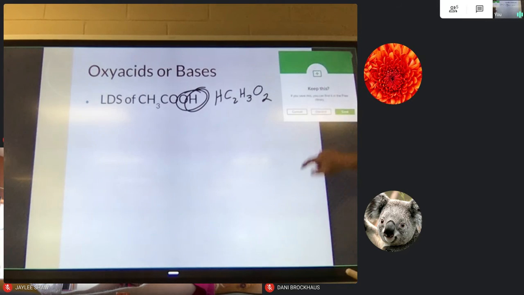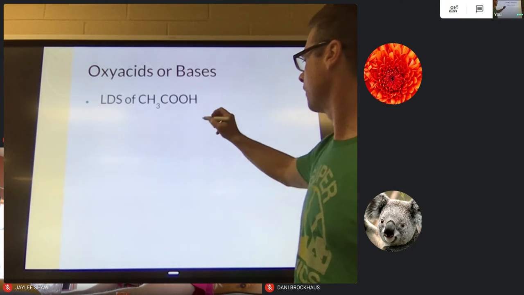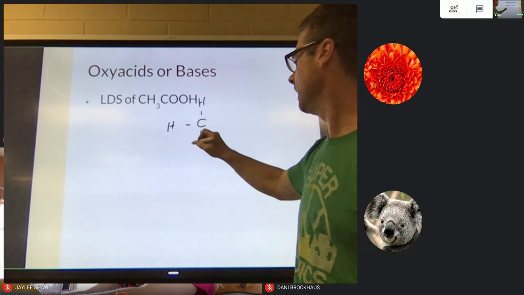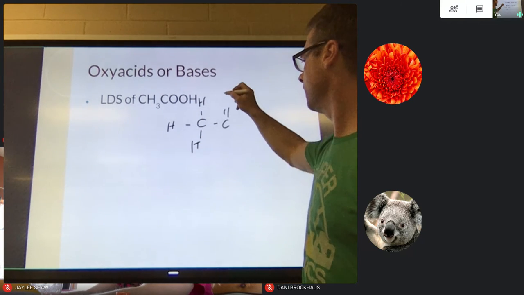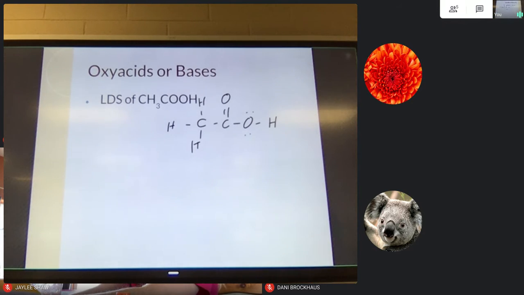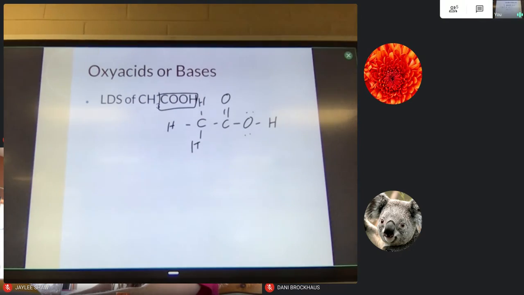So when we look at the Lewis dot structure of this thing, I'll just go ahead and draw it real quick. Okay, so we have CH3, CO, OH. Okay, so that's the structure. And by the way, this COOH, you learn that in biology, maybe in anatomy. It's a biochemistry thing. It's called a carboxylic acid group. Basically, the idea is this.